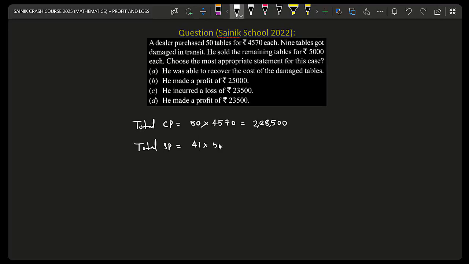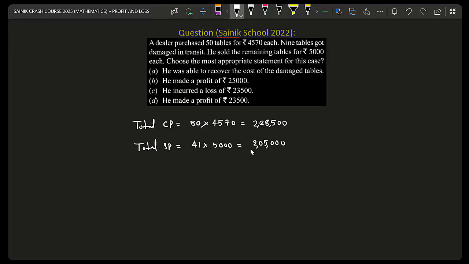5,000 rupees. Okay, now 5,000 into 41. Do 41 into 5. 40 you can split, 1 you cannot split. 41 into 5 is 205. Use 3 zeros at the end. What is this number? 2 lakh 5,000.